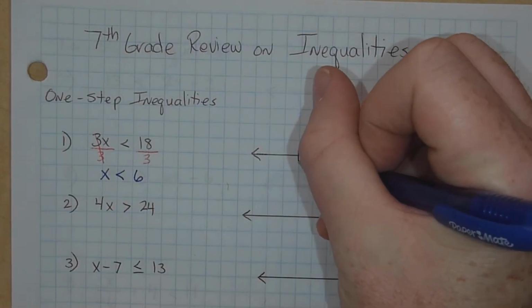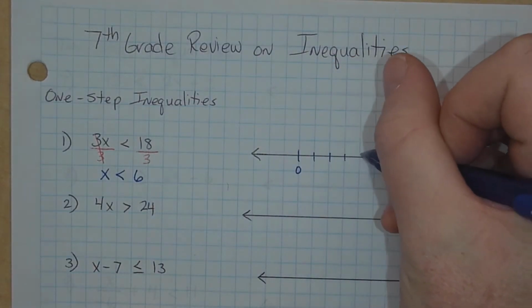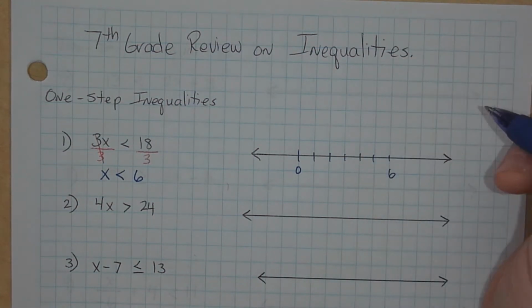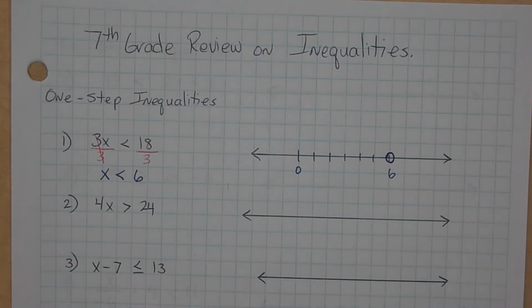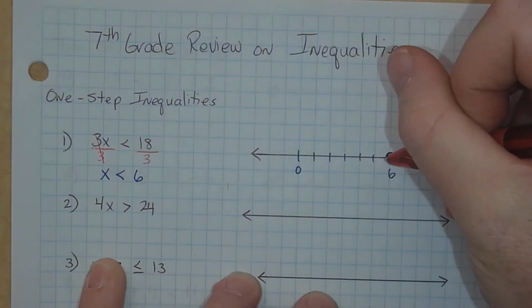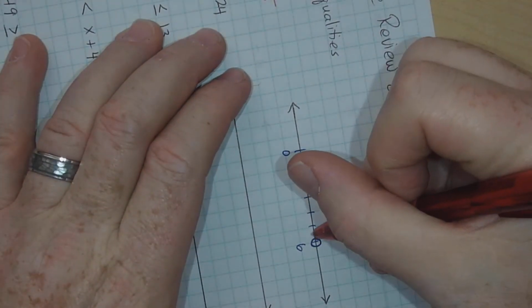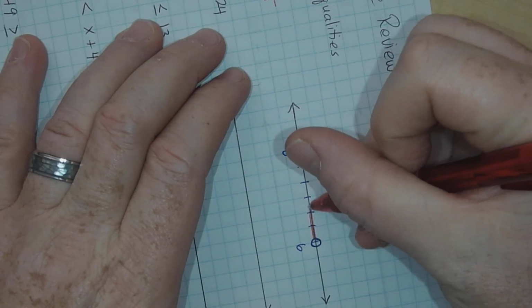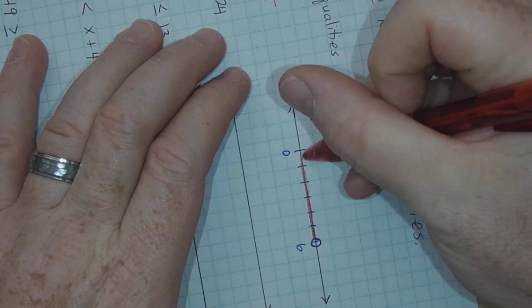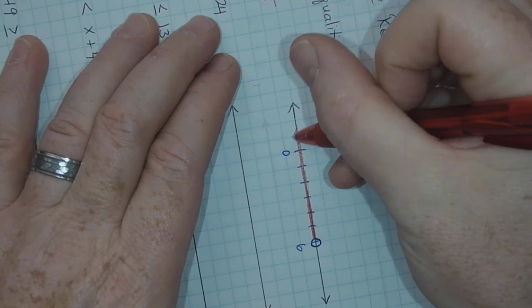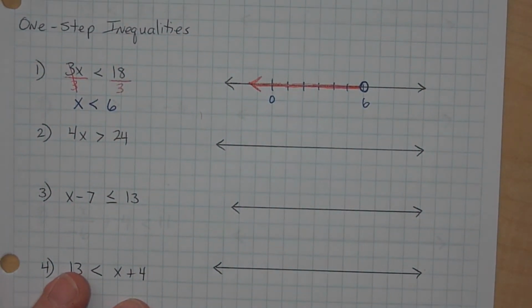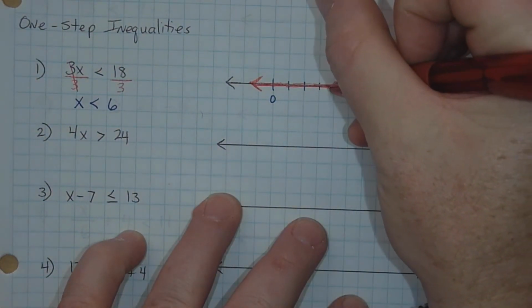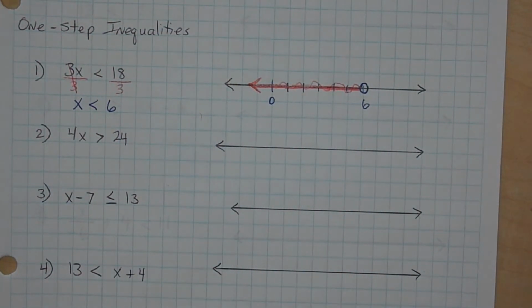So let's say I've got 0 here. 1, 2, 3, 4, 5, 6. We're going to put a circle on the 6, an open circle, and we're going to go to the left. And I'm going to do that in red here. Let me see. Here we go. And a lot of times they'll do a solid line, kind of like this, and then make a really big arrow. You can do it like that. Nothing wrong with that. Sometimes I'll do a squiggly line. I'll do it that way.